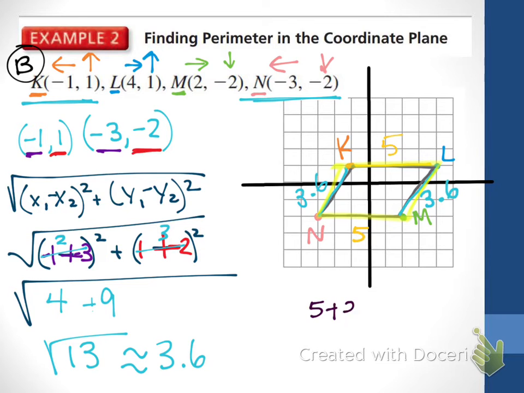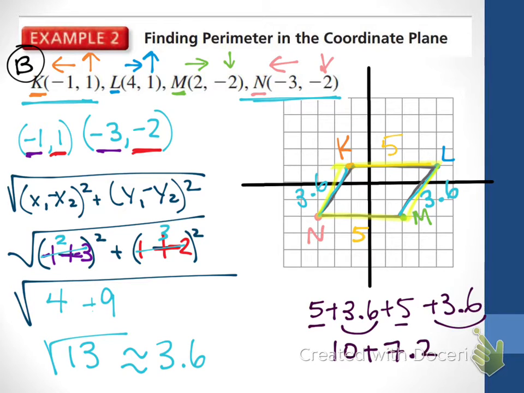So 5 plus 3.6 plus 5. So what do we get? I think it's 17.2. So 5 and 5 make 10, yes? 3.6 and 3.6 make 7.2. So it is 17.2 units.